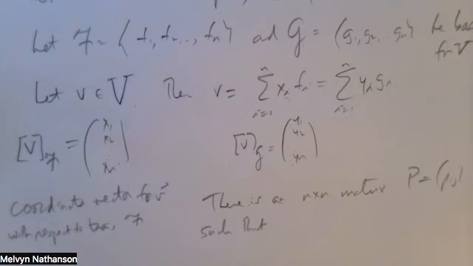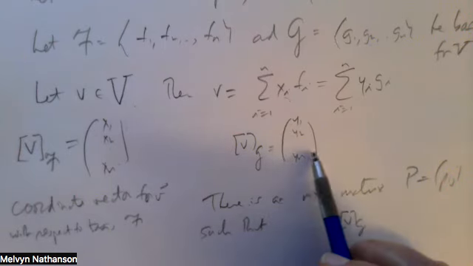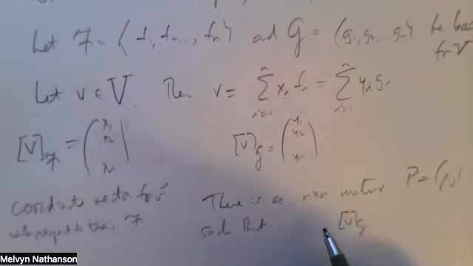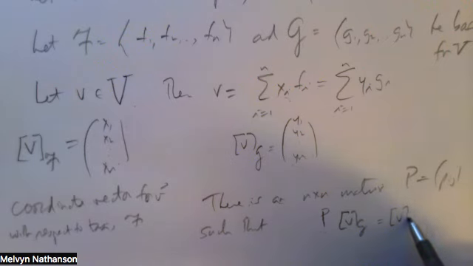So P is going to have the property that if we have the coordinate vector for V with respect to G, that's the y's, then P times this vector, the coordinate vector of V with respect to G, will be the coordinate vector for V with respect to F.